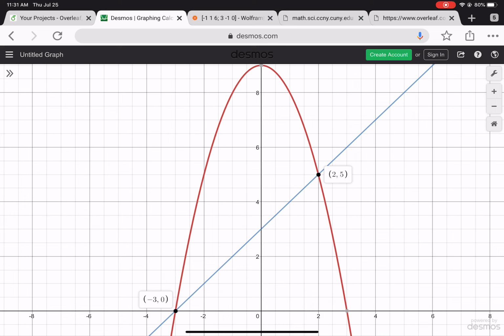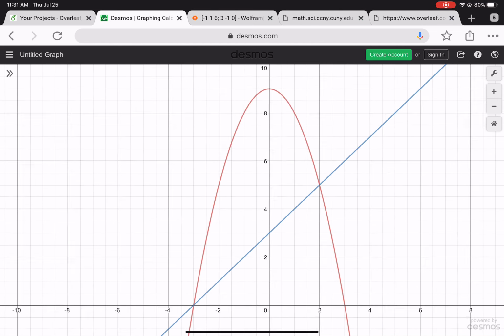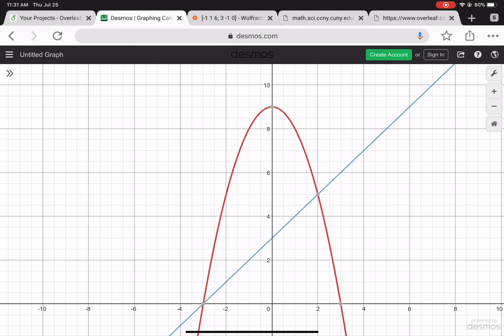Why will this be useful? Well, imagine in calculus you want to find the area bounded between the two of them. You had better know the first x value where they first intersect, and the second x value where they intersect a second time.